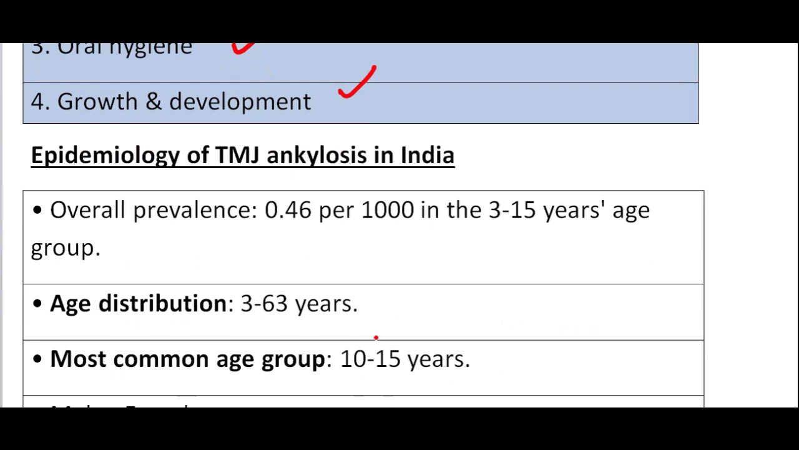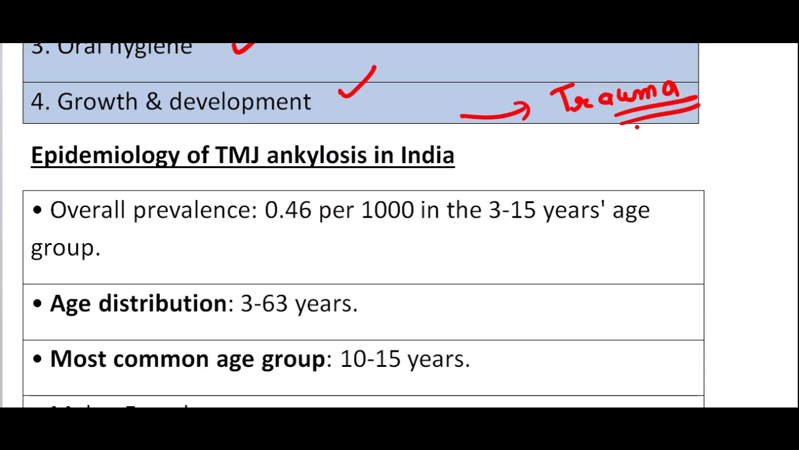Ankylosis occurs due to various reasons. It might be a result of trauma. The most common cause is trauma, infections, or developmental problems affecting the particular joint. When we are talking about intra-articular TMJ ankylosis, we are referring to the fusion or adhesion between the condyle and the glenoid fossa.